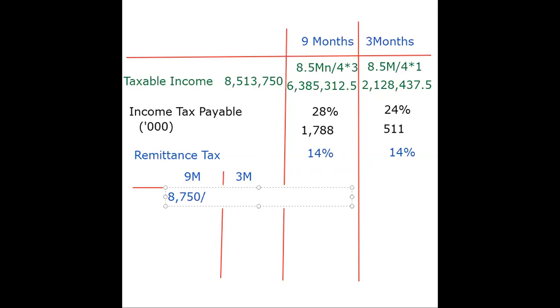1,750 divided by 4 into 3 is 1, right? One period. And then the other period also the same basis. Here 1. What is the answer?